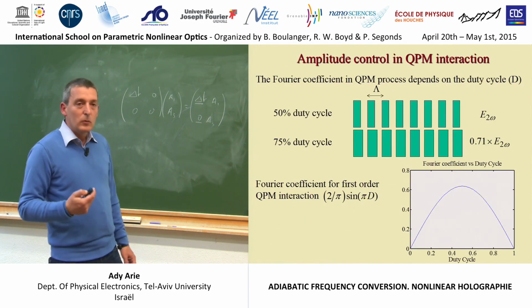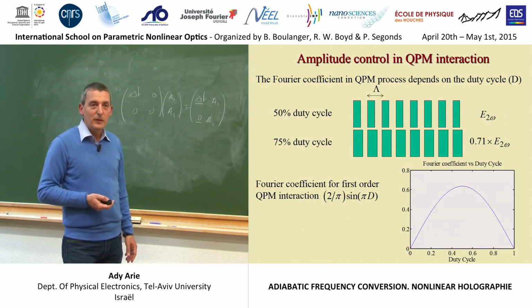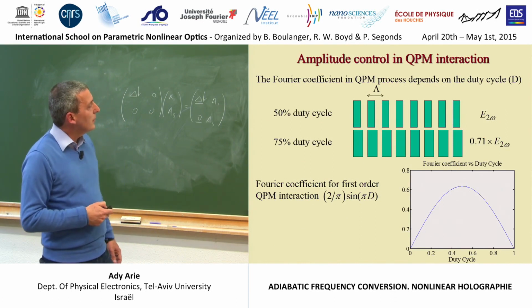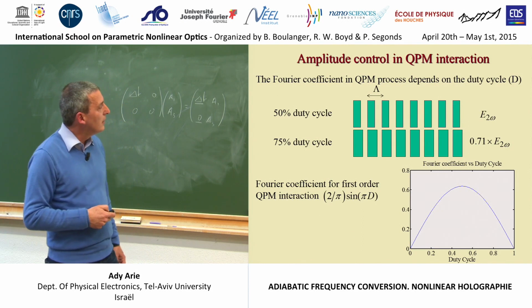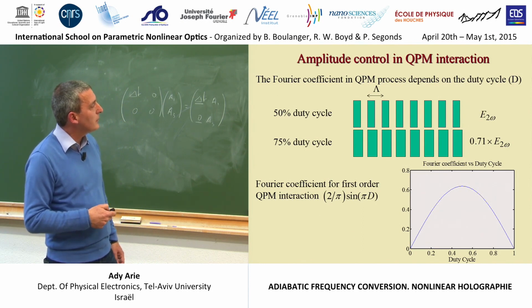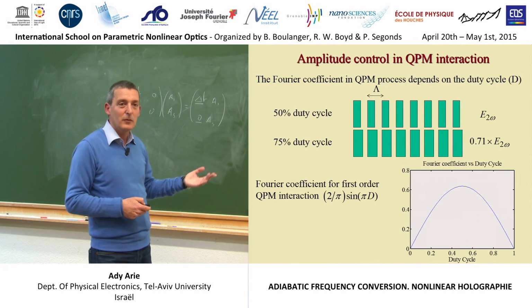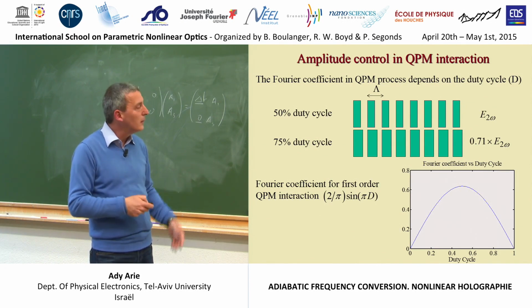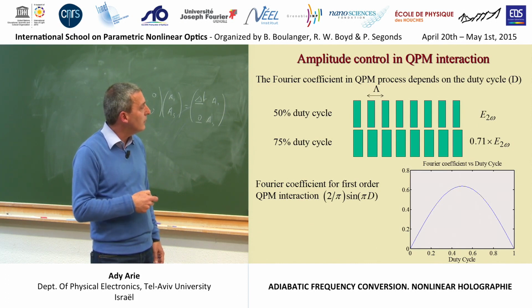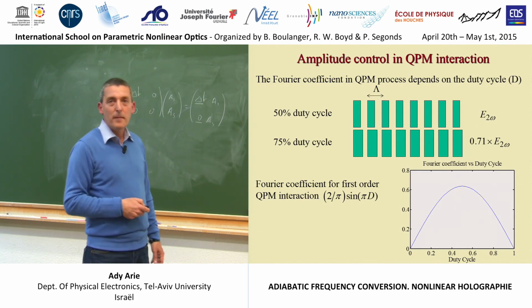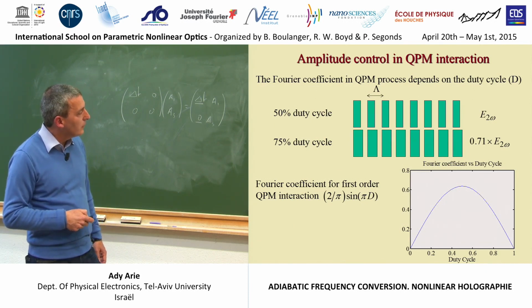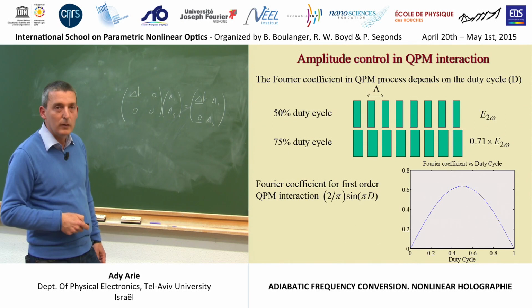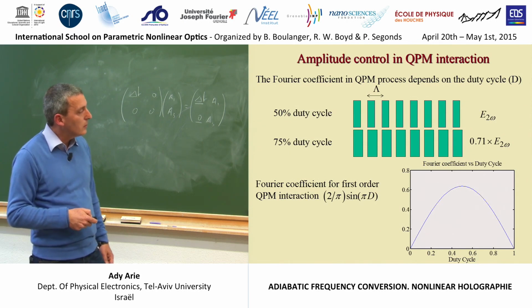Okay, so we saw how to modulate the phase. Now, how to modulate the amplitude in nonlinear optics? The tool that we have is the change of the duty cycle. The best option is 50%, where we have the highest conversion. But if we want less intensity, we want to modulate, so we'll just use some other value. Let's say if it was 75%, then we reduce the amplitude by about 30%. And this is the Fourier coefficient, the way it depends on the duty cycle. So actually, we can get every value that we want between 0 and the maximum value, which is about 0.63.